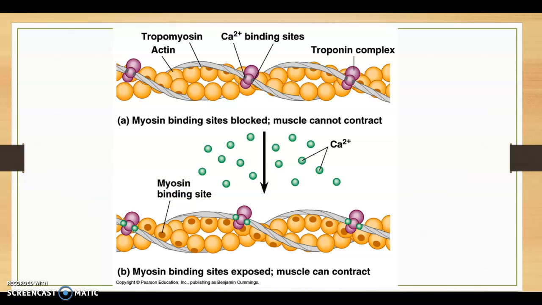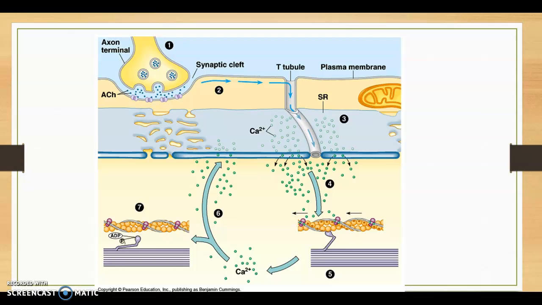So hopefully that helped you guys a little bit. I know that was kind of fast. Make sure you know these steps here. Make sure you know the key players, troponin, tropomyosin, and calcium in this step. This is really good to know. Make sure you know all these, the T tubule, sarcoplasmic reticulum.